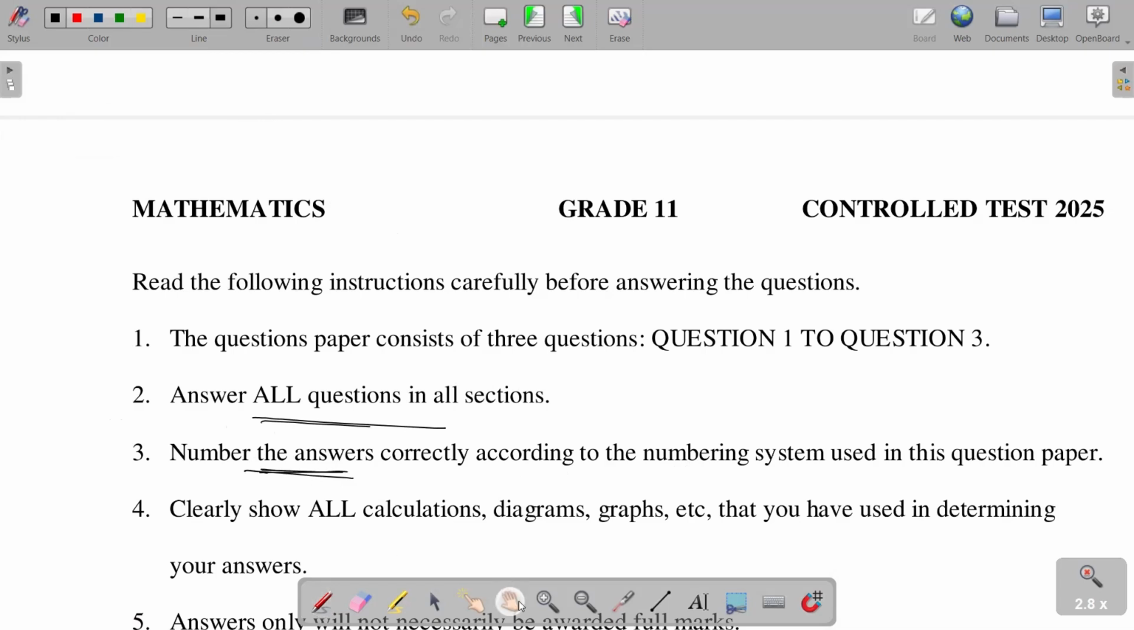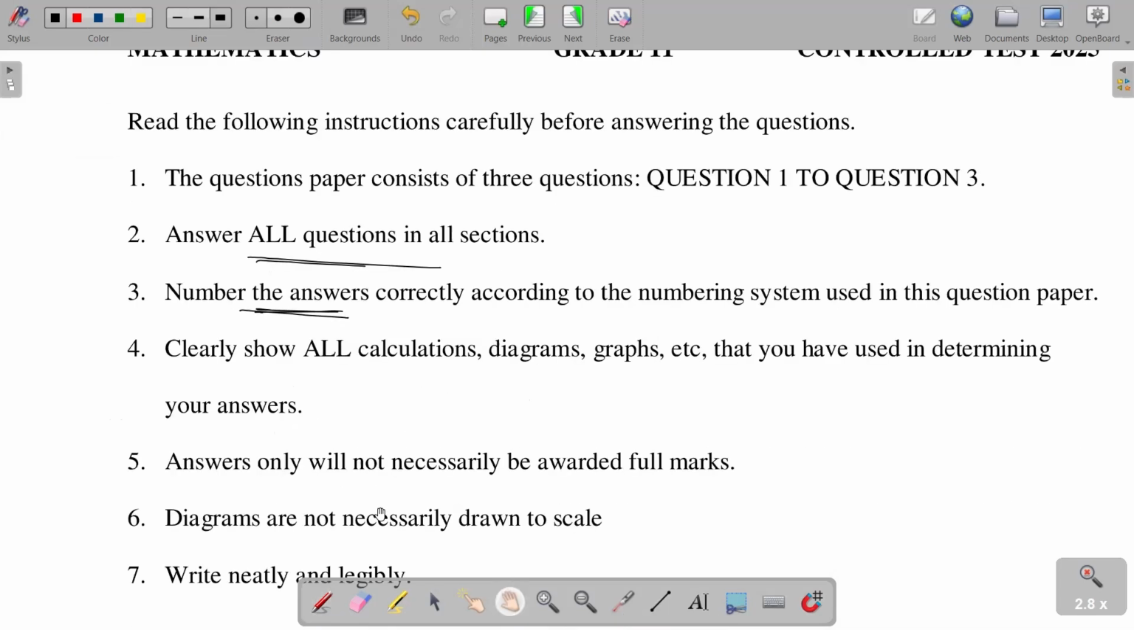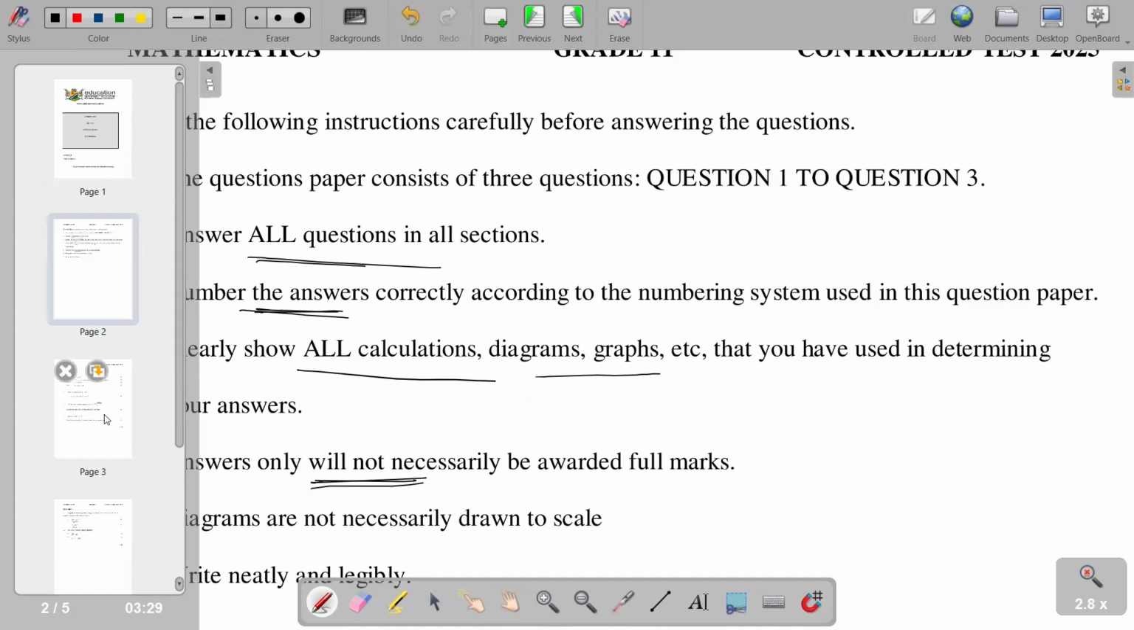You are also required to show all the calculations. Show all calculations, diagrams, graphs, etc. that you used in determining your answer. Answers only will not be given full marks. Then diagrams are not necessarily drawn to scale. You are required to write neatly and legibly. Then let's go to the questions.